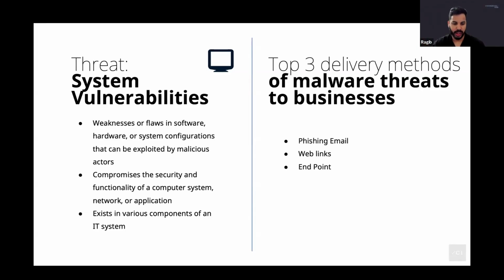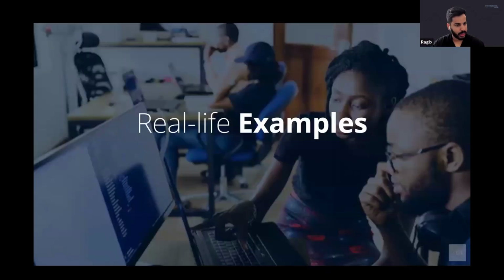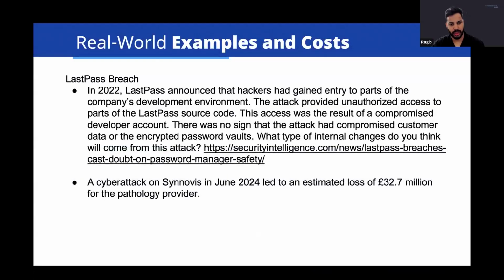So this is why we have to make sure that every piece of technology in the organization is protected, right? And what makes these delivery methods so effective is that they all rely on human interaction: phishing emails, web links, endpoints. The best firewall in the world won't help if someone voluntarily opens the door, right? By clicking a malicious link or plugging in an infected USB drive, for example. That's why employee training is so crucial, because your people are often the first and the last line of defense against these delivery methods. Okay, all right, so let's take a look at some real life examples.